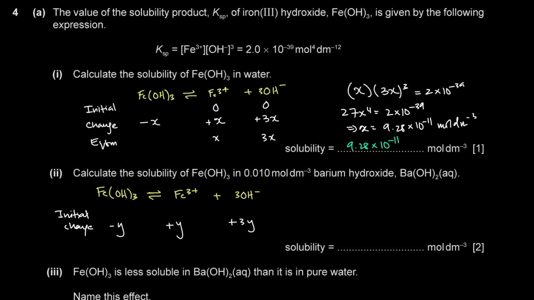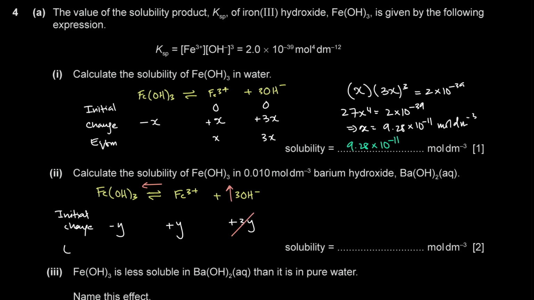However, we're going to ignore the amount of hydroxide ions from this. The reason is that we can assume that all the hydroxide ions are coming from barium hydroxide. So we have a very large amount of hydroxide ions over here coming from barium hydroxide, so we can assume that this amount is negligible. This is called the common ion effect. Because there's a very large concentration of hydroxide ions, the equilibrium shifts to the left and we have a very low solubility of iron(III) hydroxide.